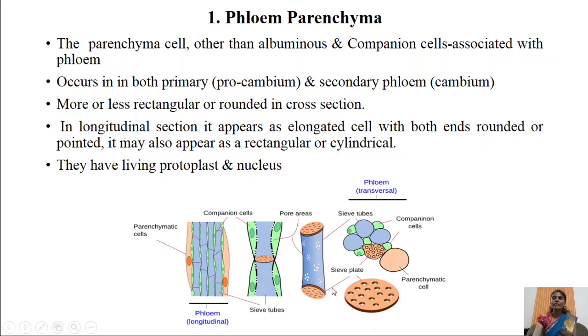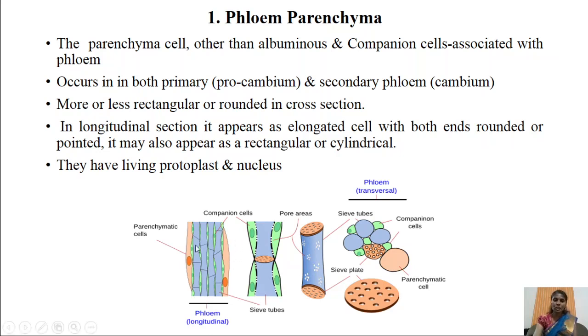When we take the cross section of the phloem tissue, we can observe the phloem parenchyma are rounded or rectangular shaped cells. Whereas in case of longitudinal section, it appears like elongated cells with both the ends rounded or pointed, which may also appear rectangular or cylindrical in shape. They have living protoplast and nucleus, hence they are living cells.